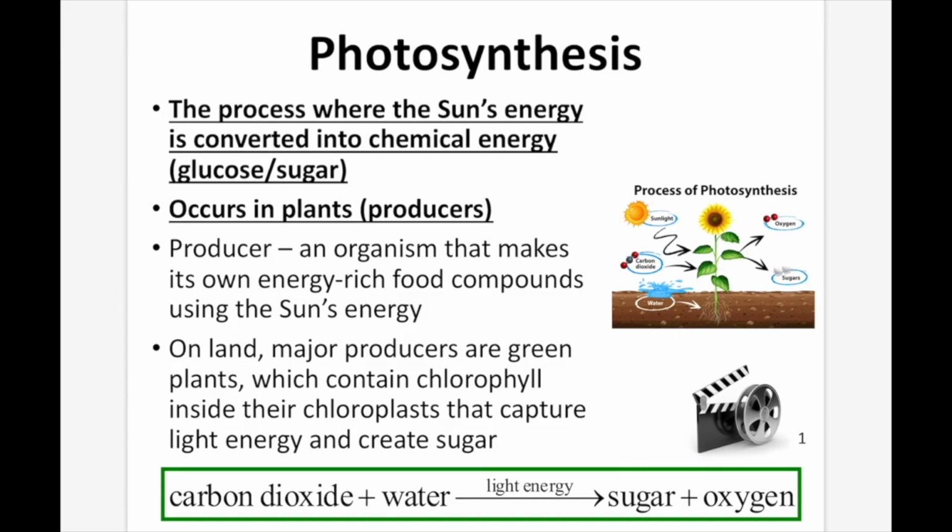And here's the equation for photosynthesis. Carbon dioxide plus water plus light energy is going to give us sugar and oxygen. So you've heard of plants making oxygen. That's this part of the equation. The other major part of what plants do is they make sugar.